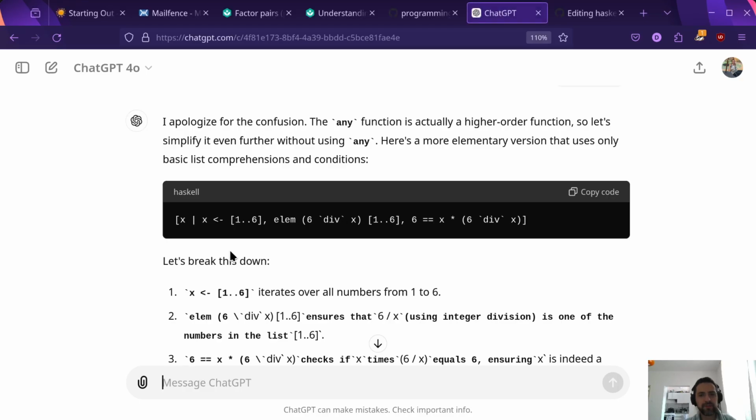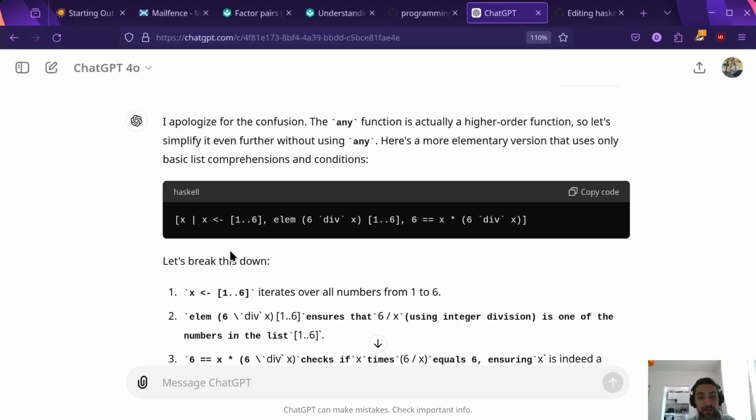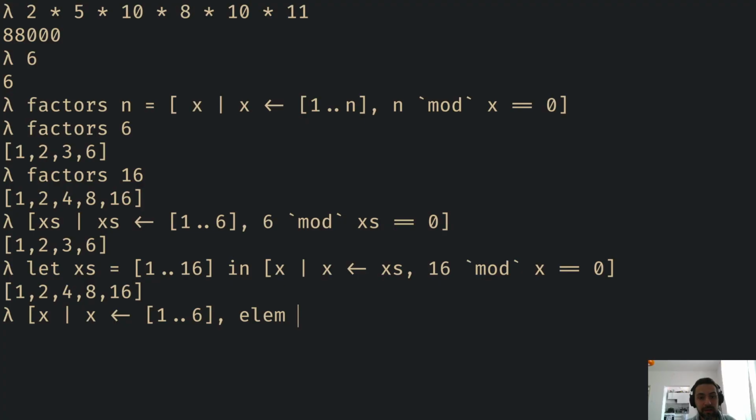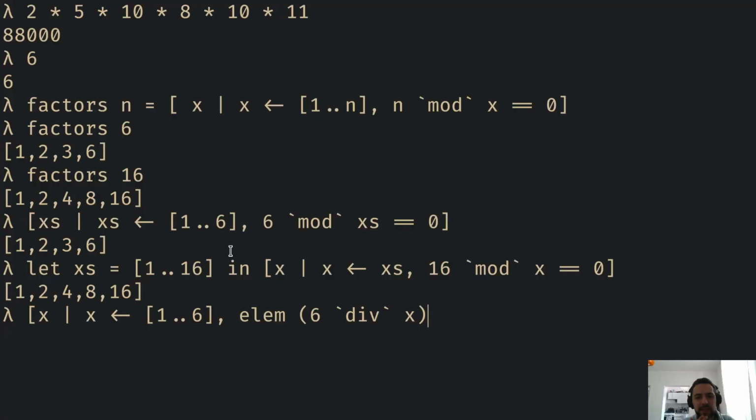Now, what do we have to check? We have to check if an element of 6 is divisible by x, and what's the x? Any x in the list from 1 to 6. Is 6 divisible by x from the list?